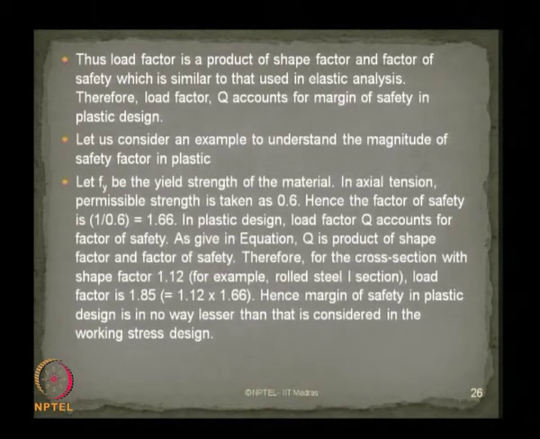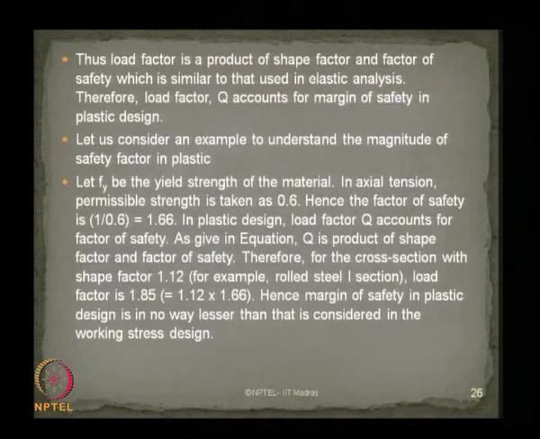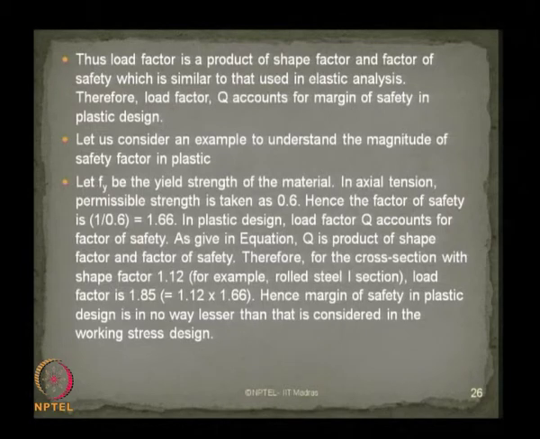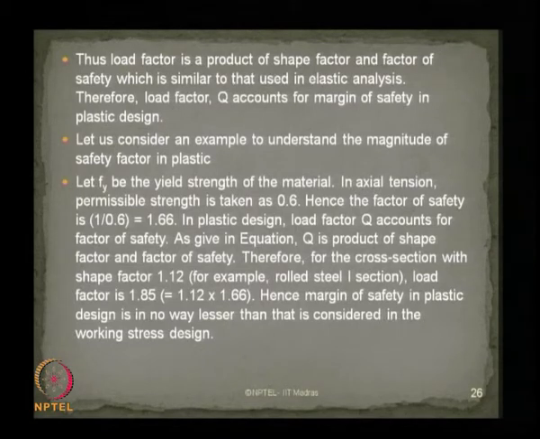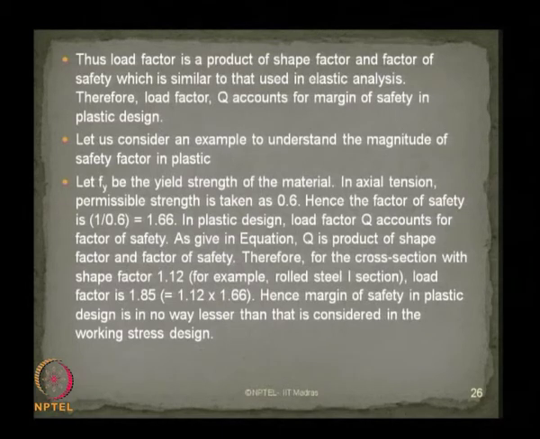Let us say, for example, Fy is the yield strength of the material. In axial tension, the permissible strength is generally taken as 0.6 of the yield strength. Therefore, one can see that the factor of safety is 1.66, which is nothing but 1 over 0.6. However, interestingly, in plastic design the load factor Q accounts for a factor of safety, as I discussed in the previous slide. As given in the earlier equation, Q becomes a product of shape factor and factor of safety.